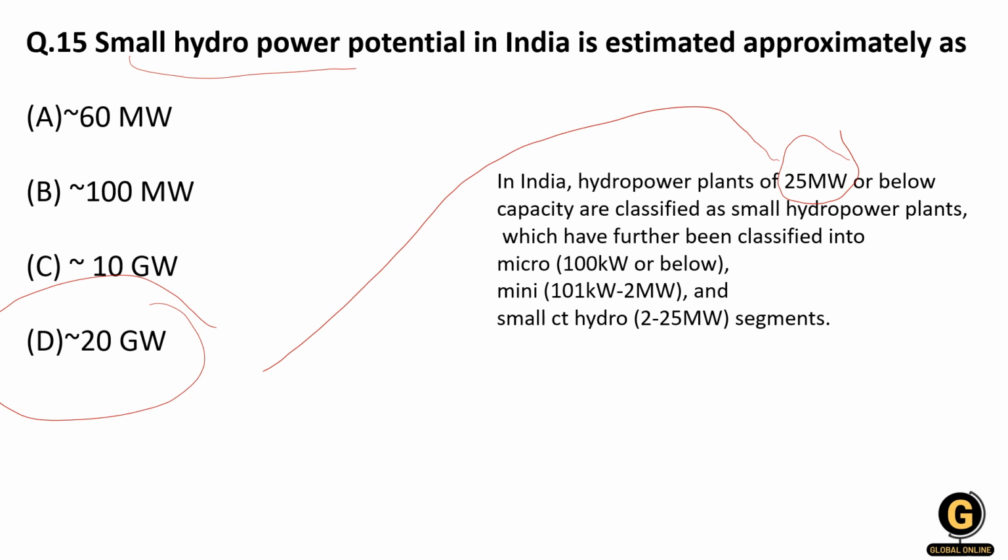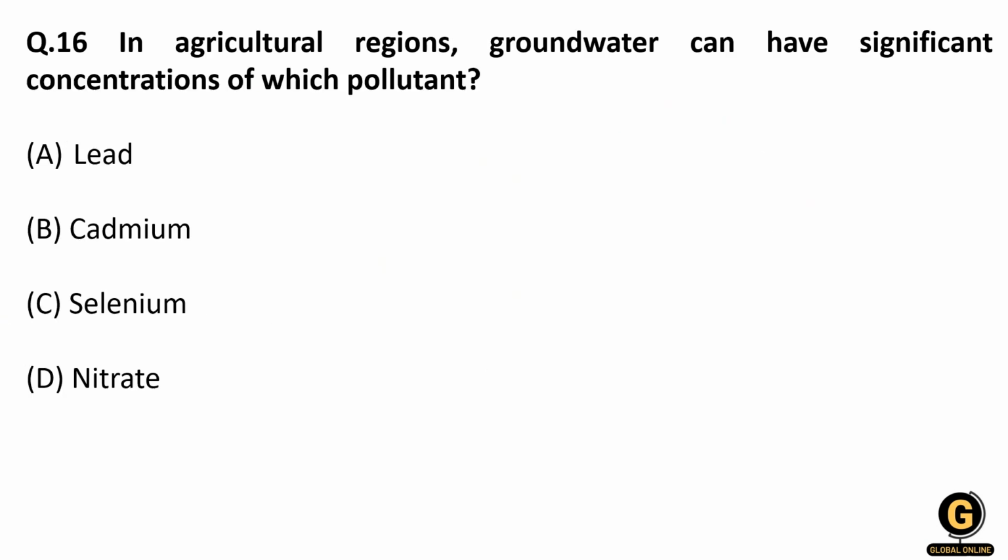So the approximate potential of small hydropower plants is 20 gigawatt, and these are further divided into micro when the capacity is 100 kilowatt or below, mini when the capacity is between 101 kilowatt and 2 megawatt, and small hydropower plants from 2 to 25 megawatt. So this is the explanation for small hydropower plants.